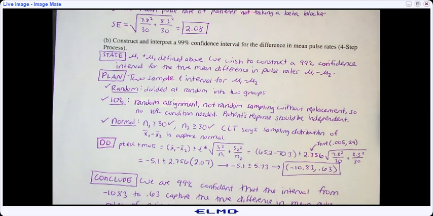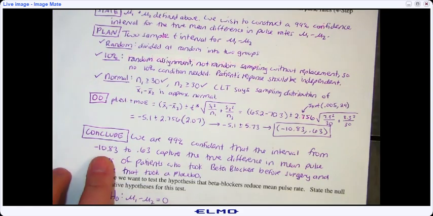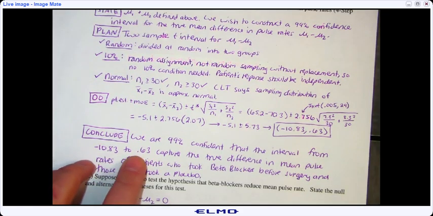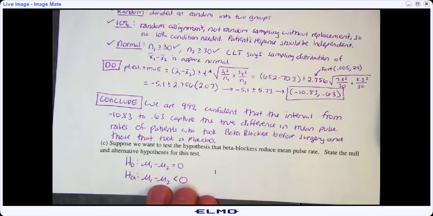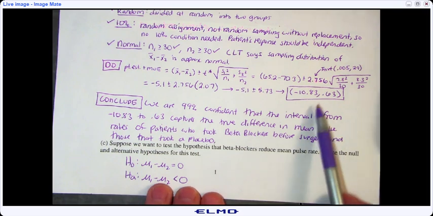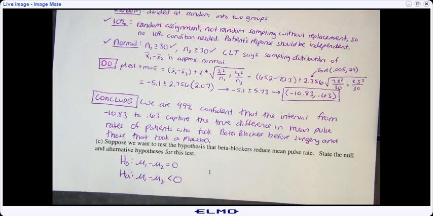So that is your margin of error, which means we are 99% confident that the interval from negative 10.83 to 0.63 captures the true difference in mean pulse rates of patients who took beta blockers before surgery and those who took a placebo. On a side note, this means that we do not have convincing evidence that there's a difference, because no difference would mean that when you subtract you get 0, and 0 is within our confidence interval. So we do not actually have convincing evidence here that there is a difference.